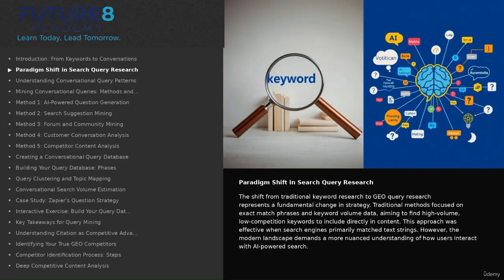Paradigm shift in search query research. The shift from traditional keyword research to GEO query research represents a fundamental change in strategy. Traditional methods focused on exact match phrases and keyword volume data, aiming to find high-volume, low-competition keywords to include directly in content. This approach was effective when search engines primarily matched text strings. However, the modern landscape demands a more nuanced understanding of how users interact with AI-powered search.